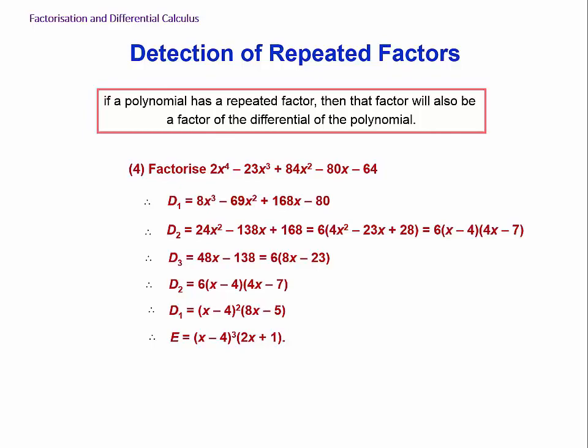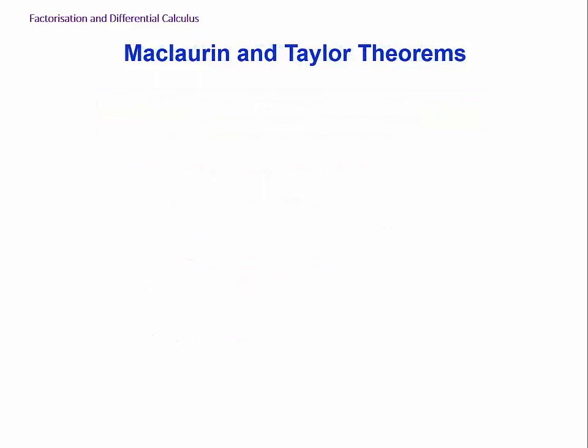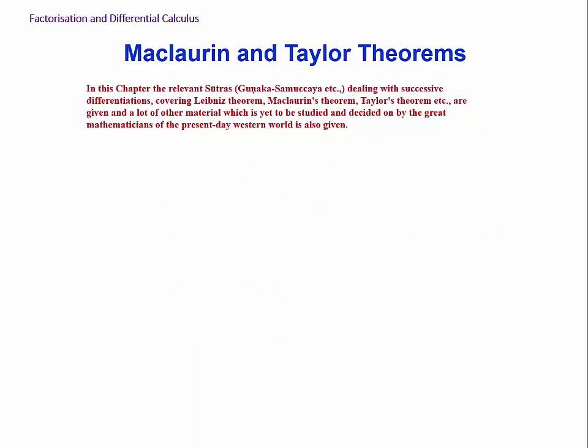Moving on to the third part, on the other theorems that Theorems mentions, he starts the chapter, in fact, with this statement here. In this chapter, the relevant sutras, Gunaka Samachaya, etc., which is Sutra 16, dealing with successive differentiations covering Leibniz theorem, Maclaurin's theorem, Taylor's theorem, etc., are given, and a lot of other material which is yet to be studied and decided on by the great mathematicians of the present-day Western world is also given.